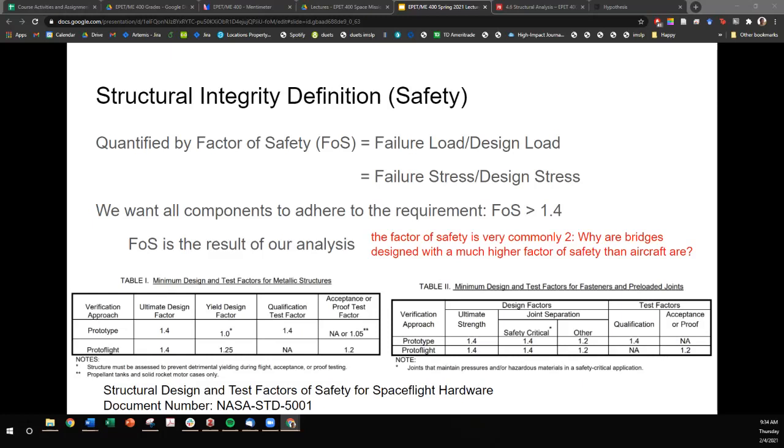And then here we have a question. The factor of safety is very commonly 2. Why are bridges designed with a much higher factor of safety than aircraft are? Sorry, not to the question, to me, I keep switching up factor and safety.